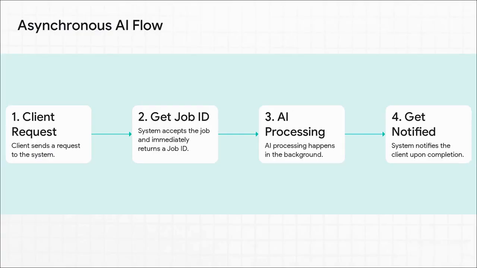So let's just walk through how this actually works. Step 1, your app sends a request. But now look at step 2. This is the magic part. The system immediately hands back a job ID. The user isn't stuck staring at a loading spinner. All the heavy-duty AI processing, all that thinking, happens completely in the background. And then, once it's all done, the system just pings the client to say, hey, your answer is ready. This is exactly how you build modern, scalable apps with GenAI.